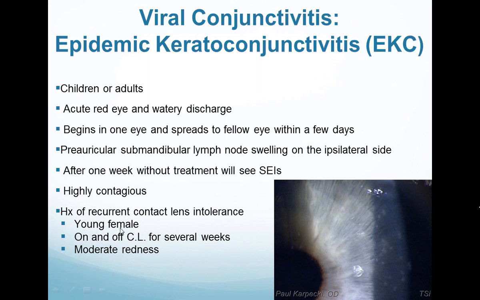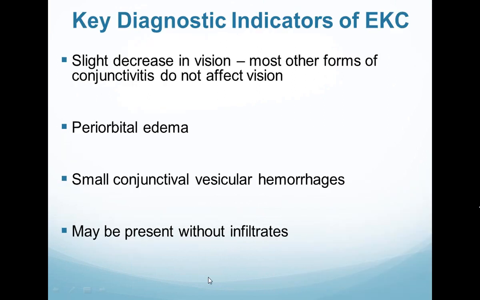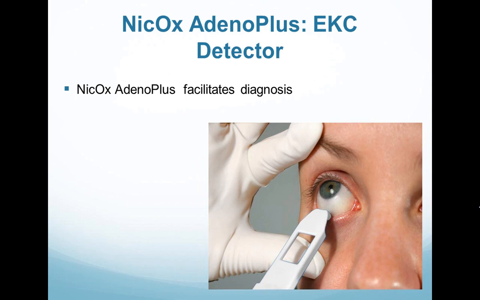There's just a case here that we'd used before that describes that. But adults and children can both get this. They often have a slight decrease in vision. Most other forms do not, even bacterial. There's definitely periorbital edema. Sometimes it could be the worst looking eye you've ever seen. They often see these small vesicular hemorrhages or subconjunctival hemes. Watch for those. And the infiltrates may not show up until at least 7 days after the original acute onset.